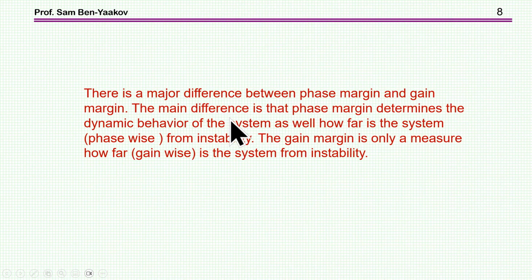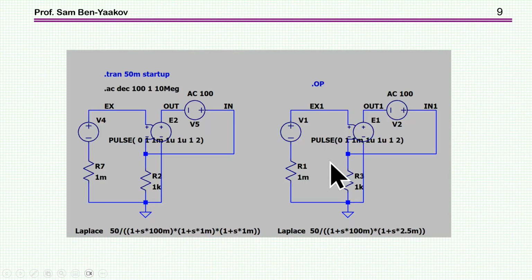So we can say that there is a major difference between phase margin and gain margin. The main difference is that the phase margin determines the dynamic behavior of the system, as well as how far the system is, phase-wise, from instability. The gain margin is only a measure of how far, gain-wise, the system is from instability. So to demonstrate this whole issue, I've set up an LTspice schematic.